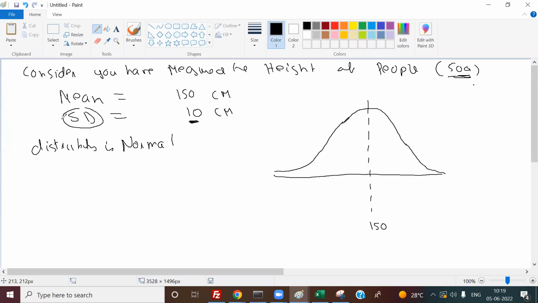Okay, I hope one thing is obviously clear to everyone that if mean is 150, it means there would be few people for whom the height was less than 150. And there would be few for which the height would have been greater than 150. And there might be few for whom the height may be exactly 150 also. Now go to this property.